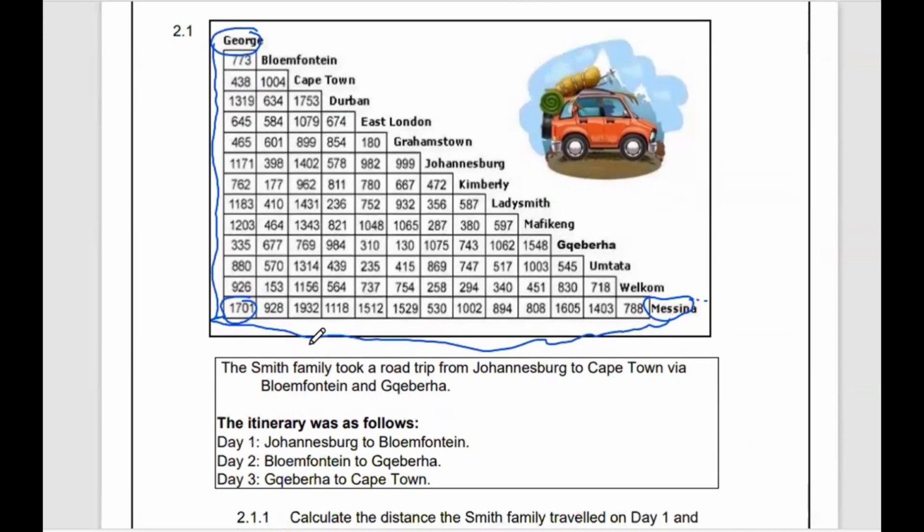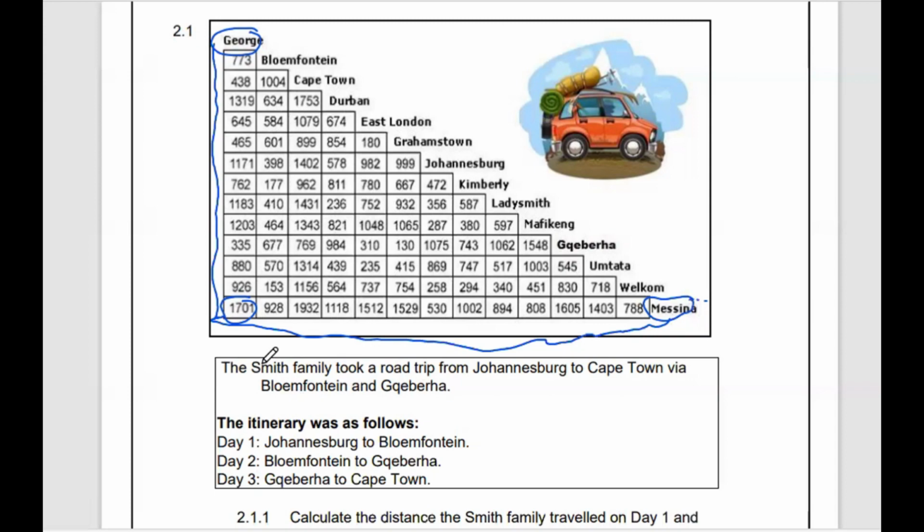So we do have a scenario in which we are going to apply this table. The Smith family took a road trip from Johannesburg to Cape Town via Bloemfontein and Gqeberha. The itinerary was as follows: Johannesburg to Bloemfontein, that is day 1. Then day 2, they moved from Bloemfontein to Gqeberha. Then on day 3, they moved from Gqeberha to Cape Town.